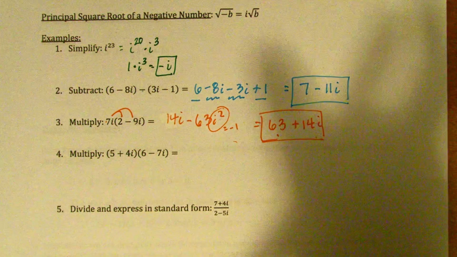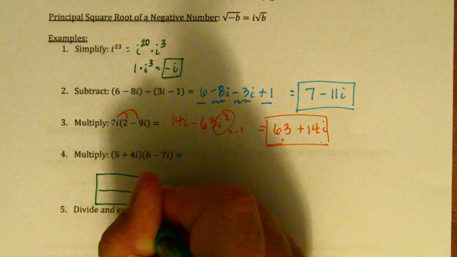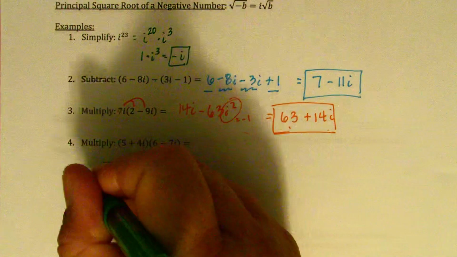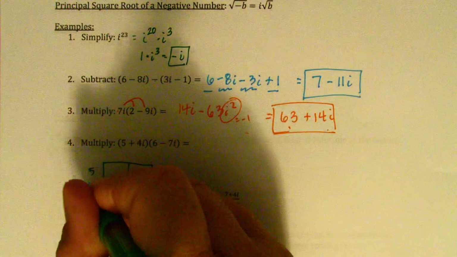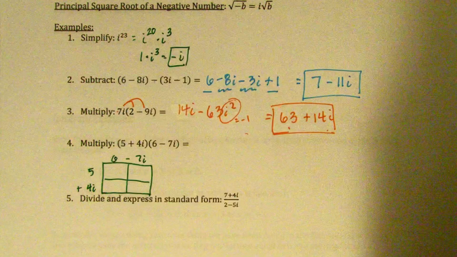The next example, we're going to go ahead and use the box. If you prefer FOIL, you're welcome to use FOIL. As I've said in previous videos, I prefer the box. So we have 5 plus 4i, and then we have 6 minus 7i.